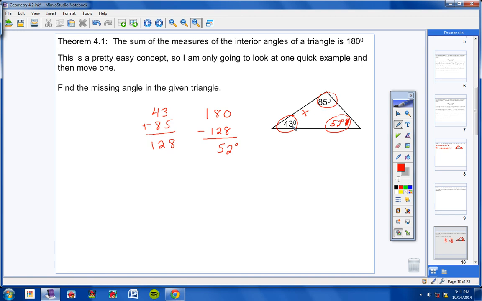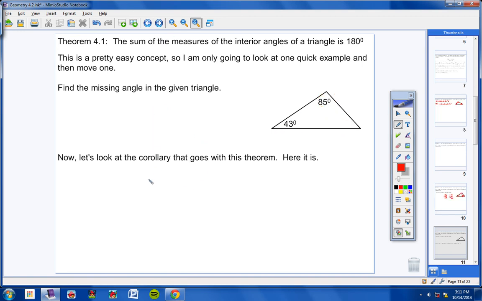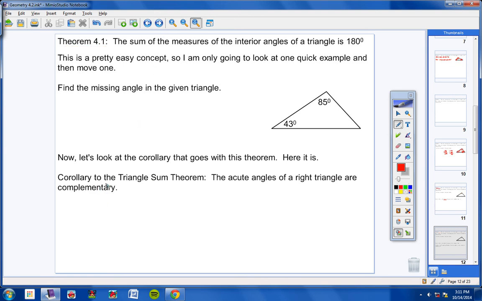So these three angles, when you add them together, will always equal 180. Now let's continue on. Let's look at the corollary that goes with this theorem. So get ready to write this down. Here's our first theorem we looked at, Theorem 4.1. Now we're going to look at a corollary that goes with that theorem. So here it is. Copy this down. Corollary to the triangle sum theorem. And by the way, this theorem here is called the triangle sum theorem.